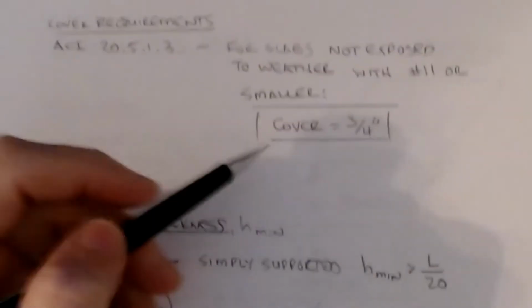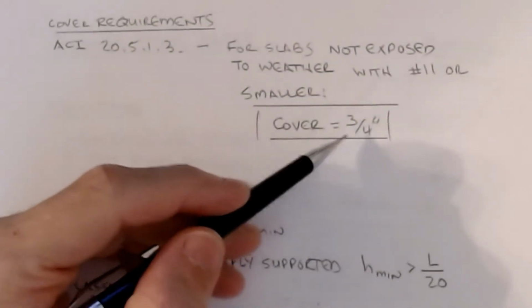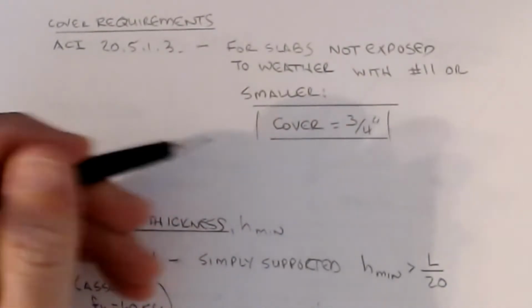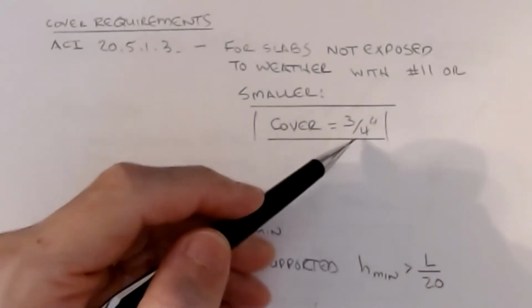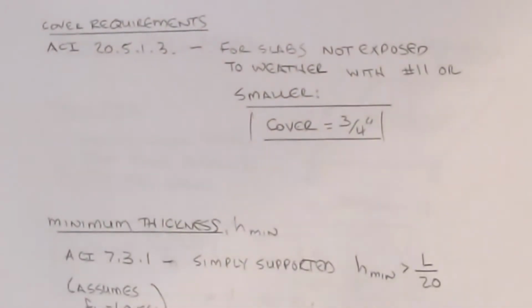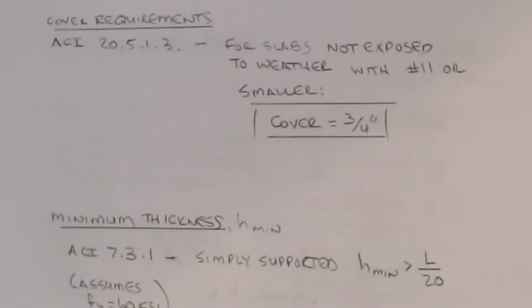All right, so a cover of 3/4 inch on these smaller bars is not a big deal. It still gives you about 1 inch from the center of the bar out to the outer fiber. So this is a little bit different. This comes out of that same table where for beams we were seeing covers of 1.5 or 2 for flexural members, but slabs are a little bit different.